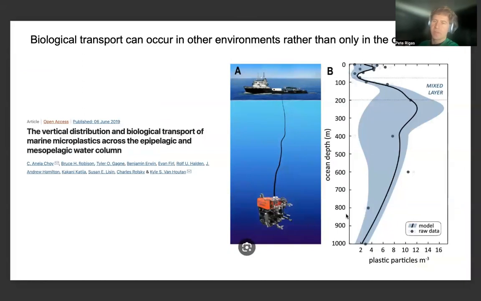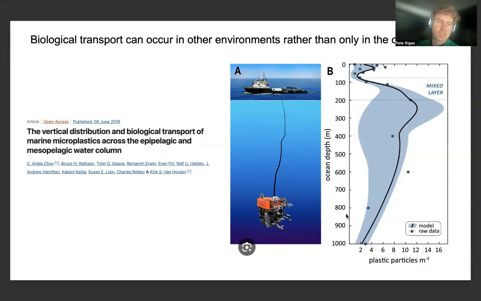But there can be some ambiguity and difference in which one describes biological transport, in particular the scale on which this type of transport occurs, because it can occur in other larger scale environments rather than just within the cell that we were giving examples of and motivating in the previous slide.